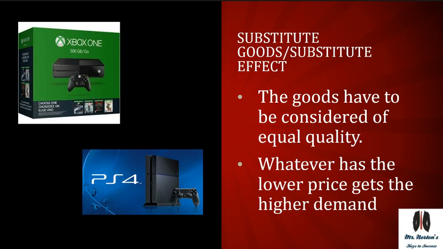You can't give me a Ferrari and a Kia Sorento. While they're both cars, one is a $500,000 car or so, and the other one's going to be around $20,000. So, again, they have to be the same.